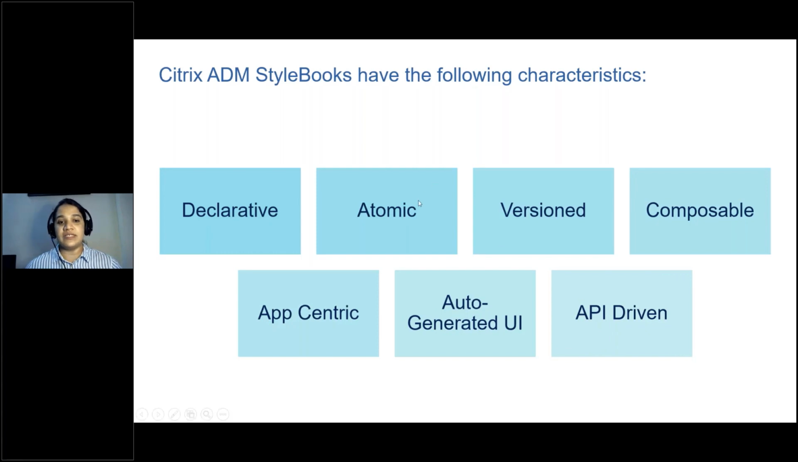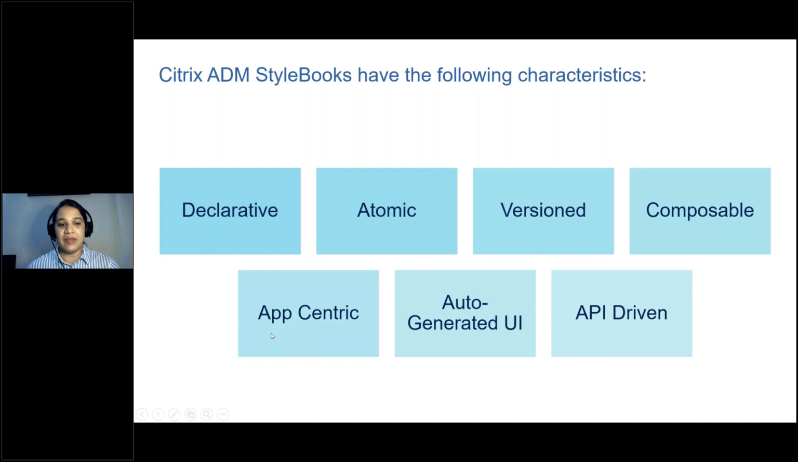Also, it's atomic, which means that your application config will always be in a consistent state. That is, either the StyleBook executes everything or nothing. If something fails, it will have a complete rollback, which is called atomicity, to help you keep your application config in a consistent state always. It is versioned. So as you update your StyleBooks, you can have version control. They are composable, which means you can reuse your StyleBooks as building blocks in larger StyleBook application deployments.